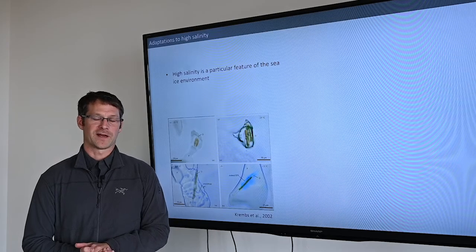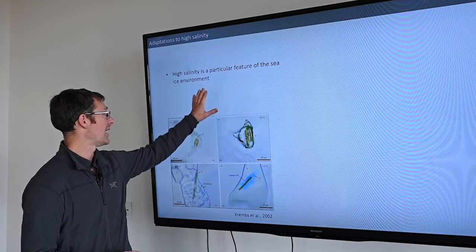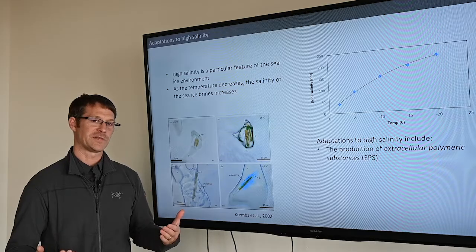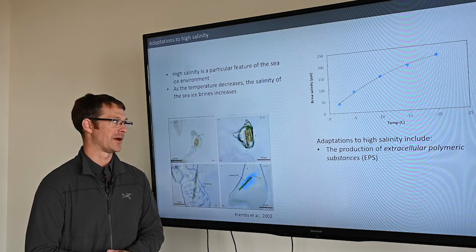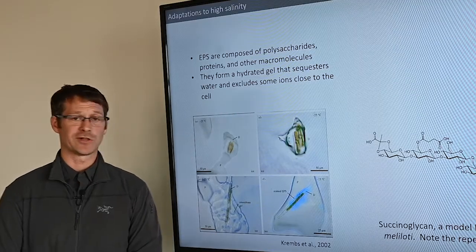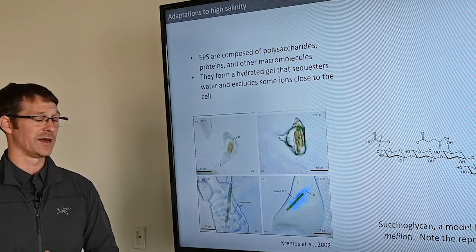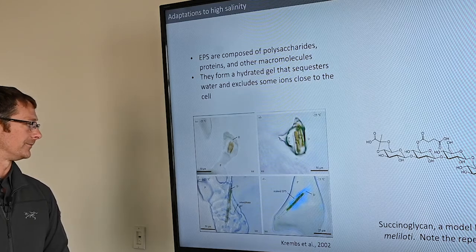Now, this concentration effect has a negative impact on life in sea ice as well, and that comes from the high salinity of this environment. As temperature decreases, the salinity of the brines that are contained within that sea ice increases. Adaptations to this high salinity environment include the production of what are known as extracellular polymeric substances, or EPS. This EPS forms a hydrated gel that sequesters water close to the cell and also excludes some ions that could be potentially damaging from the immediate vicinity of the cell.